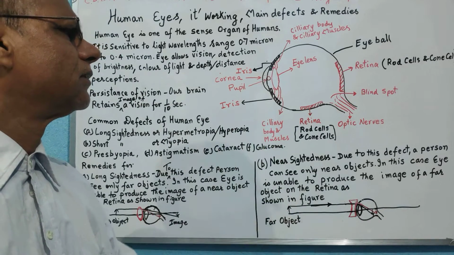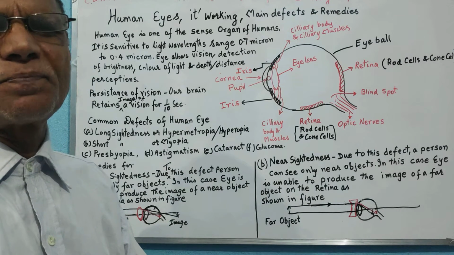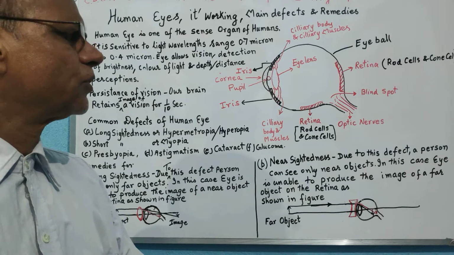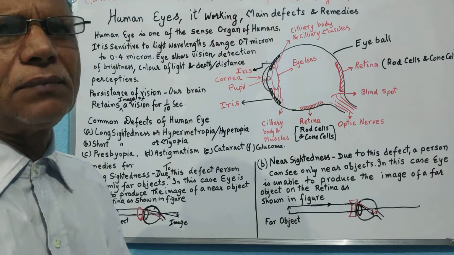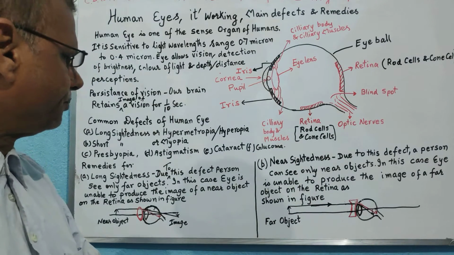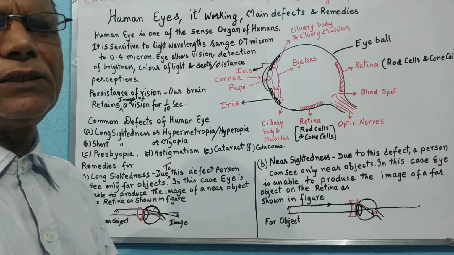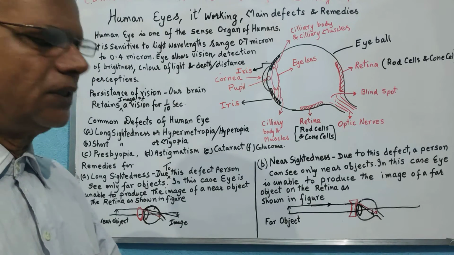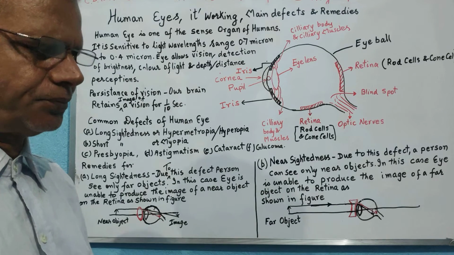There are so many other parts which we haven't mentioned because it is not in terms of physics, so we don't talk about other minute parts of the human eye. We are talking only about the main parts, and then we will also talk about the defects in the human eye, which is mainly concerned with physics, and we will talk about the remedy to remove those defects.